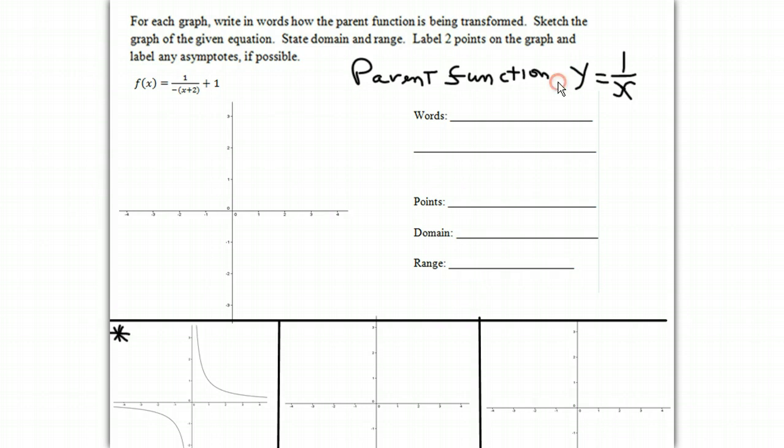You might notice the negative sign. We usually do reflections first, and this negative sign indicates that you're going to have a reflection about the y-axis. So in words, there'll be a reflection about the y-axis. And then our next transformation will be the x plus 2, which means we're going to be moving the graph 2 units to the left. So we'll write that down. Move 2 units left.